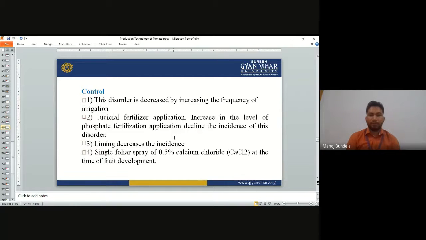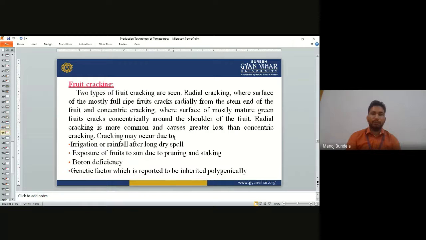A single foliar spray of 0.5% calcium chloride at the time of fruit development. So we can spray the calcium chloride, 0.5%. Liming we can decrease the incidence, along with judicious application of fertilizers. And we can increase the frequency of irrigation to control the disorder.